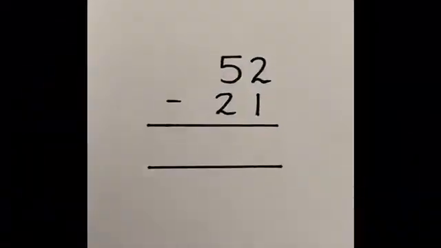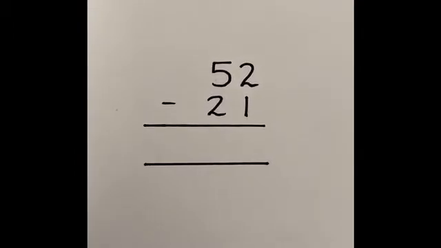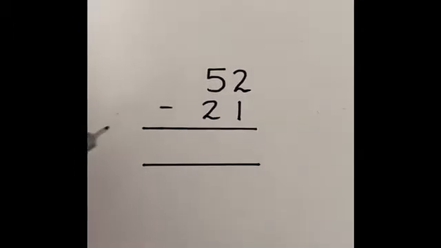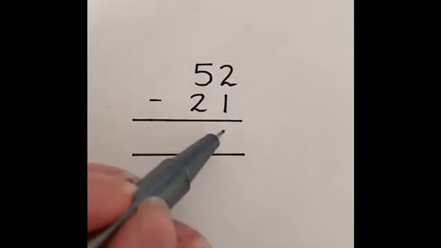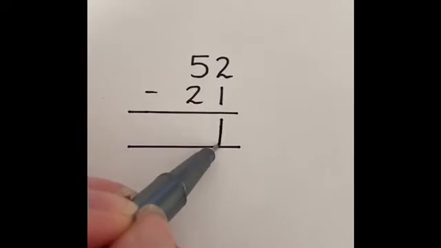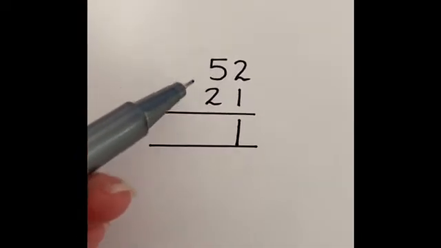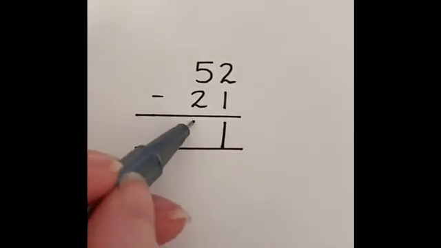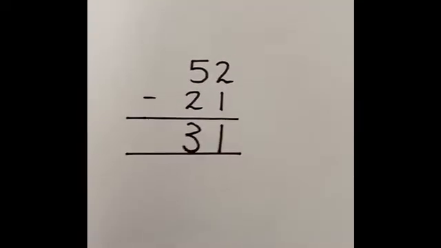Time for some answers. Let's have a little look at the first one. 52 take away 21. Now, as we did before, we need to start over at the units. 2 units take away 1 unit. 2 minus 1 is 1. 5 tens take away 2 tens. 5 take away 2 is 3, giving me an answer of 31.